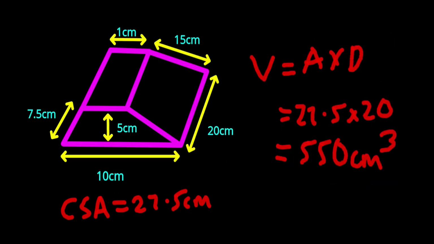Now to find the volume of the prism, all you do is times the cross-sectional area by the depth, and therefore 27.5 times by 20 gives you 550 centimeters cubed.